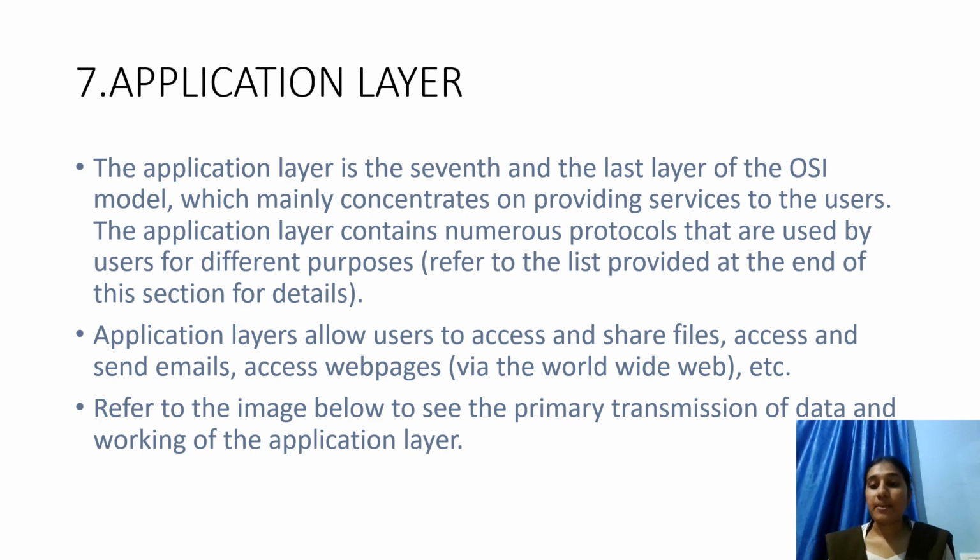And the last one is application layer. The application layer is the seventh and the last layer of the OSI model, which mainly concentrates on providing services to the users. The application layer contains numerous protocols that are used by users for different purposes. Application layers allow users to access and share files, access and send mails, access web pages, etc. Refer to the image below to see the primary transmission of data from the working of the application layer.